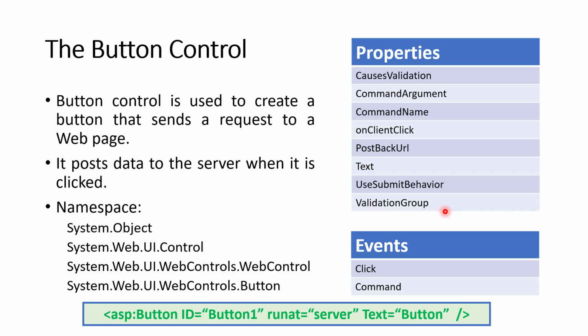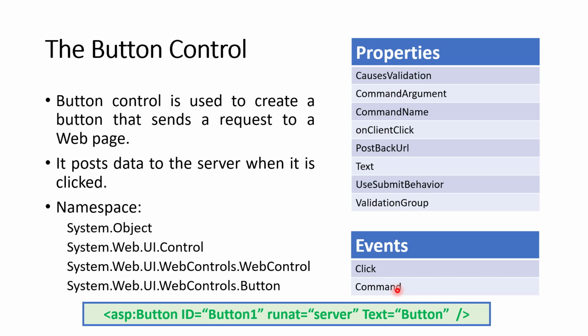Next is ValidationGroup. It is used to set or obtain the group of controls for which the button control causes validation when it posts back to the server. Apart from these properties, a few events are also available for the button control. Among that, first is the Click event. It occurs when the button control is clicked. Next is the Command event. It occurs when the button control is clicked.